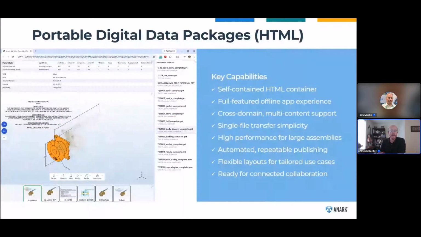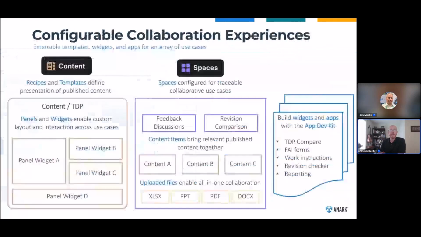But before we do, I just wanted to give some directional ideas in terms of where we're headed with all of this, right? So if you look at the content that we showed today, we talked about the panels, we talked about the widgets. Jim was just showing us a variety of spaces that are configured for traceable collaborative use cases. There's the feedback discussions. We didn't actually get to the rev comparison, but we can do that if anybody's interested. Obviously, Jim can take you through that in a separate meeting. And then the content items within those spaces.